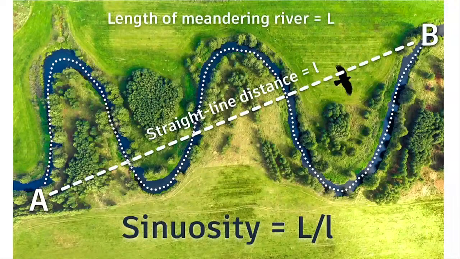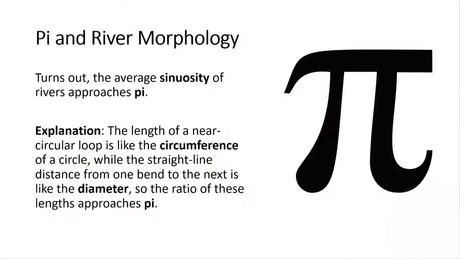But if we take what's called the sinuosity of a river, which is when we measure the length of the meandering river, big L, which is what we call river miles, that's the dotted line going along the length of the river, and divide that by the straight-line distance that the river has flowed, as the crow flies, so to speak, we get the measure of its sinuosity. And there are some studies that have said that this sinuosity, on average, when we look at the world's rivers, tends to approach pi. Now, I've seen other studies that say that's not the case.